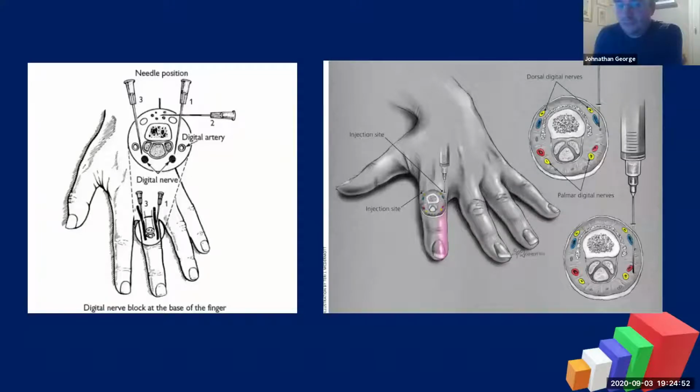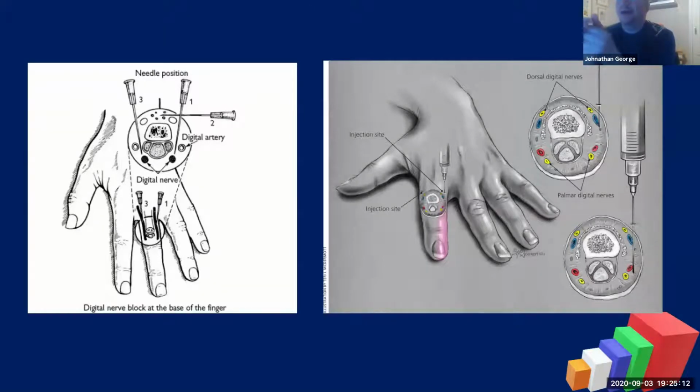So would everyone else agree with that from people who've done blocks before? Bex is asking, John, do you have a visual of where to inject on the lateral side of the thumb? Not in this presentation, but I can always try and Google one.